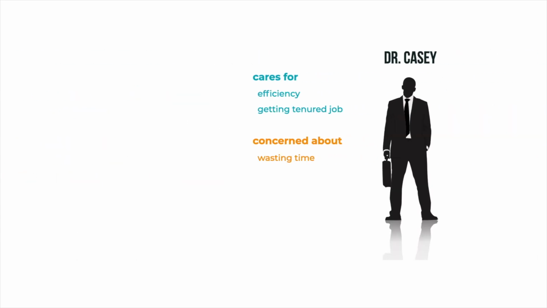Dr. Cassie has limited time and is mostly concerned with practicalities. Everything that saves them time in the long run and improves their chance of getting a permanent position will be well received by them. So to flip it around, if we can convince Dr. Cassie that not being transparent costs them precious time, we might be able to reach them.